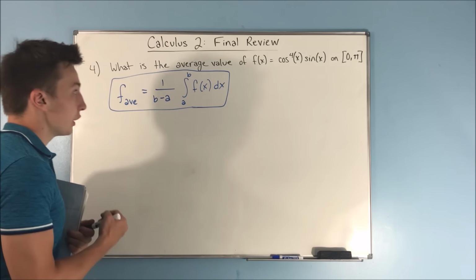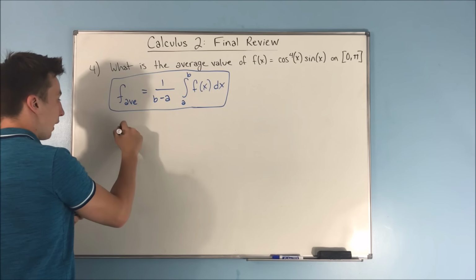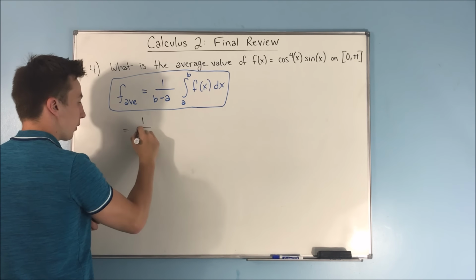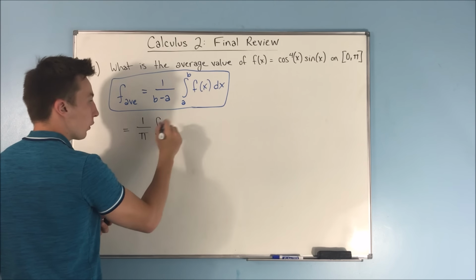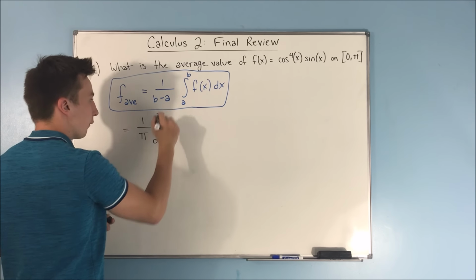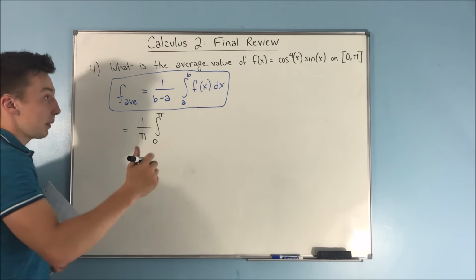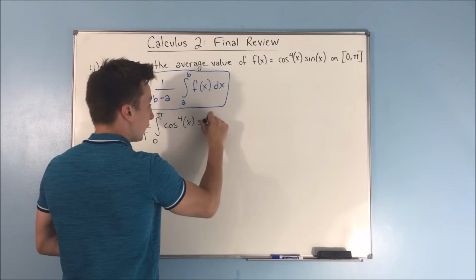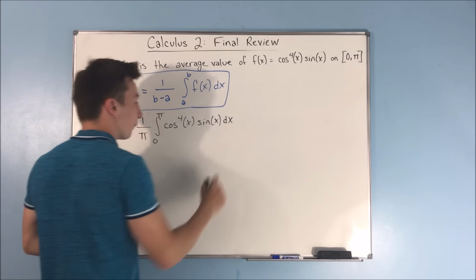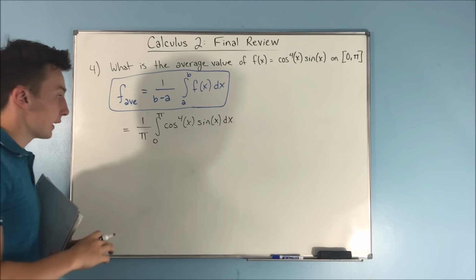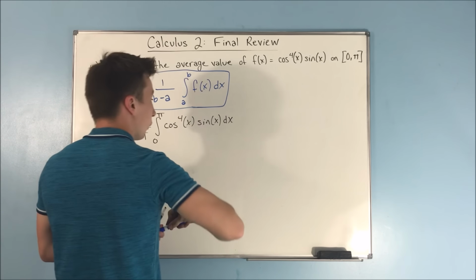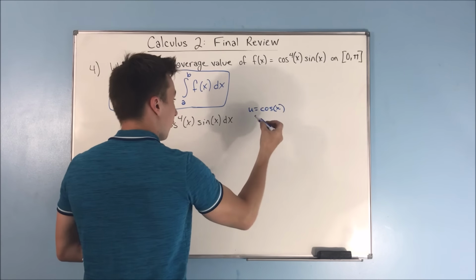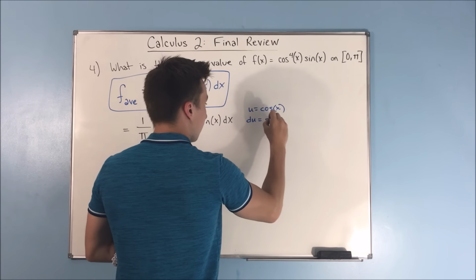Okay, so let's just do this here. We get that the average value is going to be equal to 1 over, like I said, pi minus 0, so that'll be 1 over pi. And that'll be the integral from 0 to pi of f of x. That's going to be cosine to the 4th of x times sine x dx. Okay, this is just going to be a simple u substitution here. We'll set u equal to cosine of x, and that means that du will equal sine x dx.